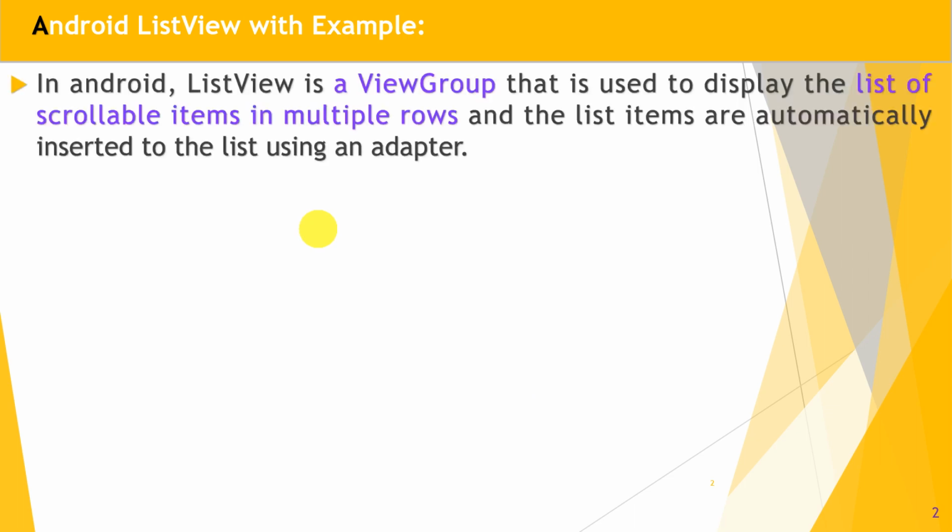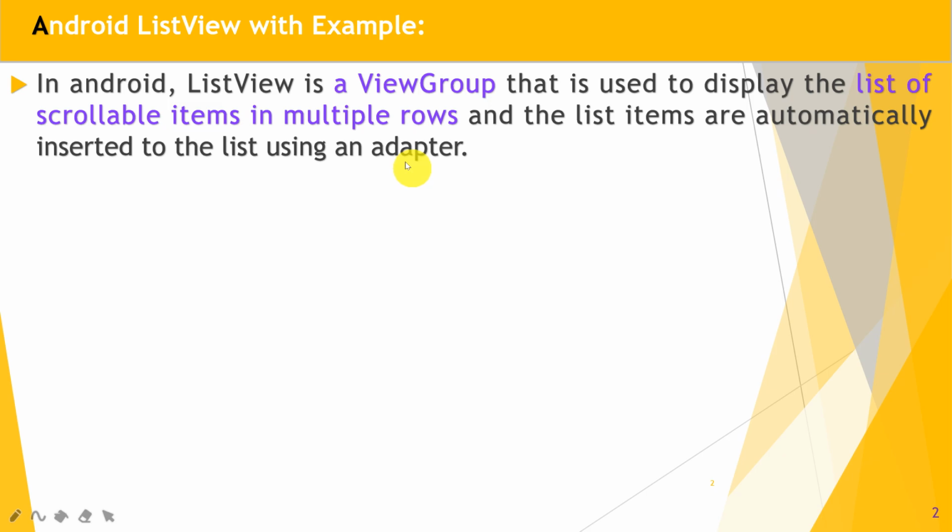In Android, list view is a view group. That is, list view is inherited from the view group class, and it is used to display a list of scrollable items in multiple rows. So what is the use of list view? List view displays a list of scrollable items. So we can scroll the items up and down in multiple rows, and list items are automatically inserted into the list using the adapter.